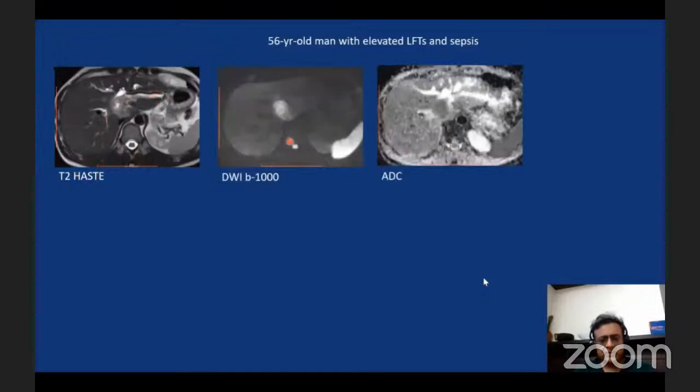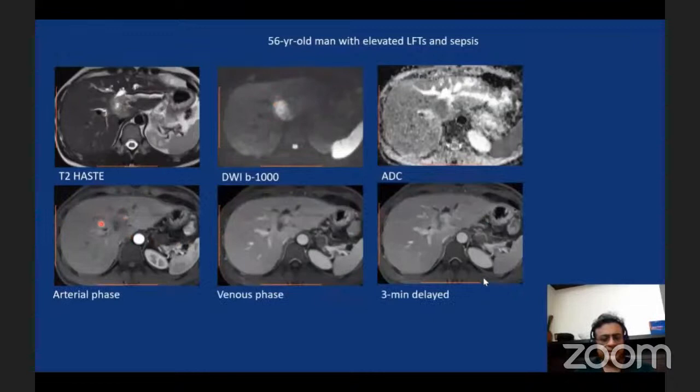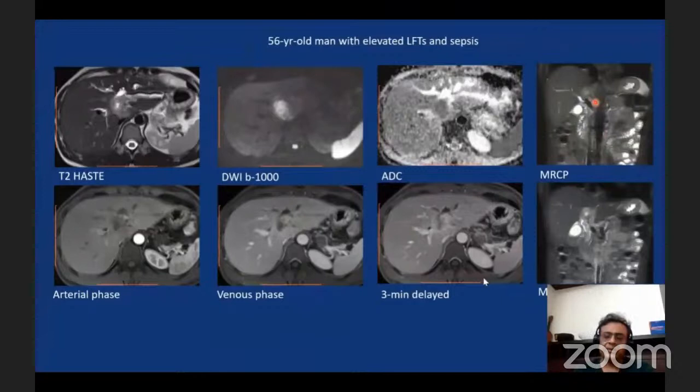That's showing restricted diffusion. And in the contrast enhancement phases, there is the typical signature of cholangiocarcinoma, progressive enhancement. No doubt, this is a Klatskin tumor, and the portal vein was patent in this patient. MRCP is quite useful in these patients in classifying into the Bismuth categories. So in this patient, the left duct is involved, and the main duct is involved. So this becomes a type 3B Klatskin tumor.